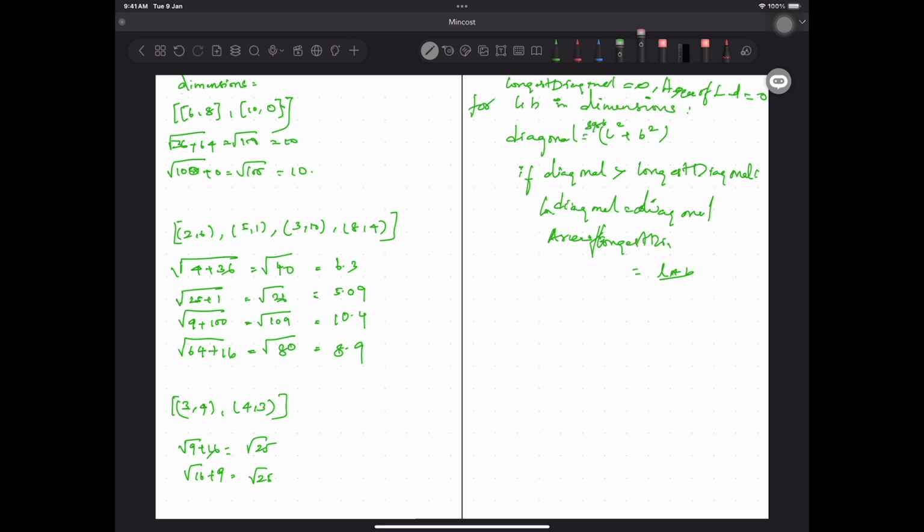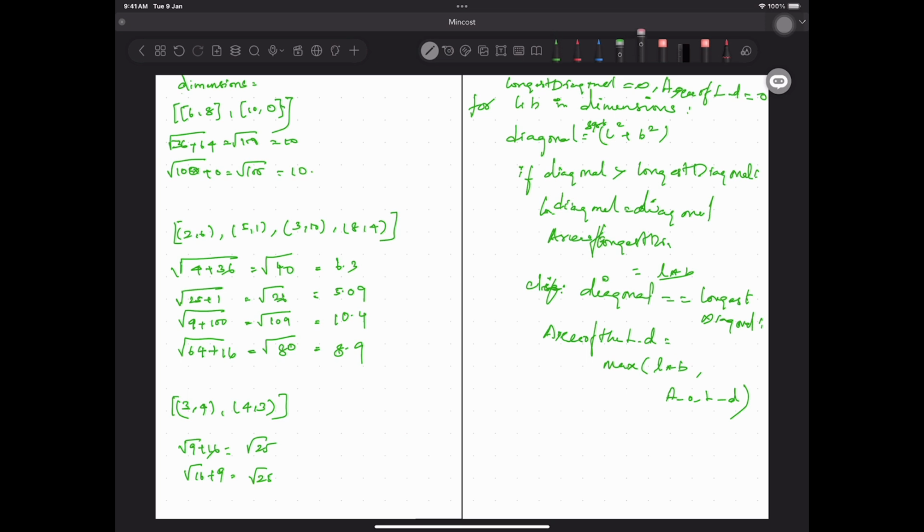So when the diagonal is the same, like this 10 10, in that case we can take the max area. Else if the diagonal also equals the longest diagonal, in that case we'll be taking the area of the longest diagonal equals max of our current area, which is length times breadth, comma area of the longest diagonal. I hope this makes sense, right?